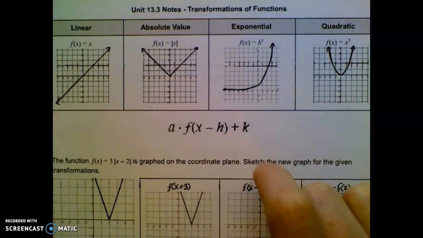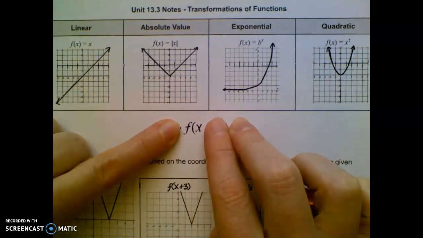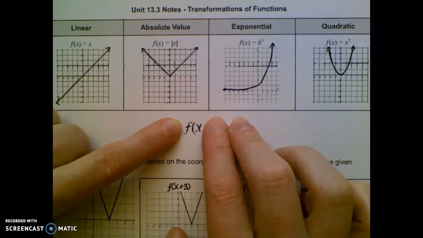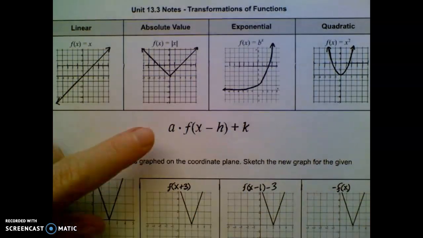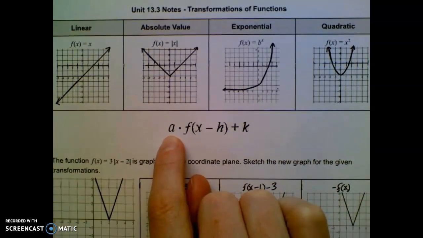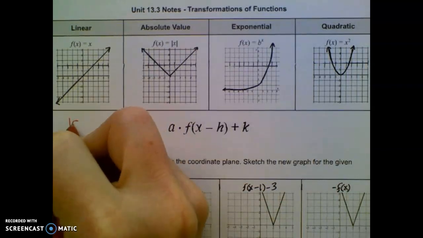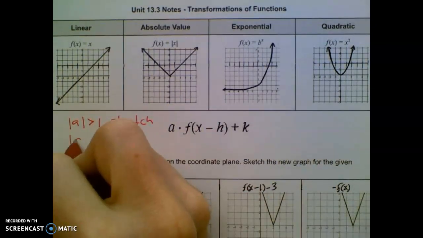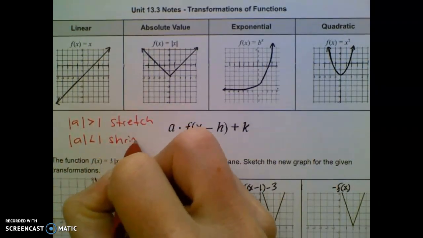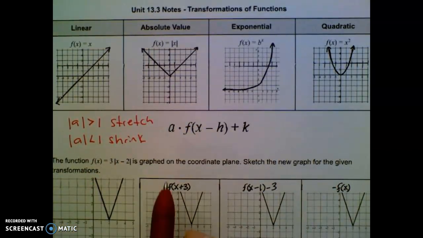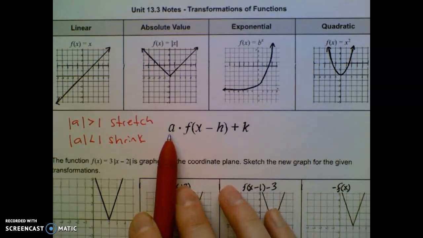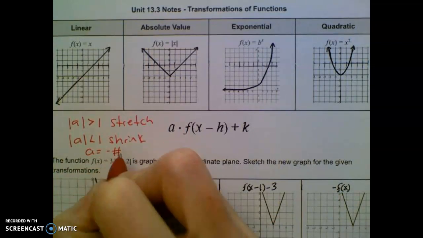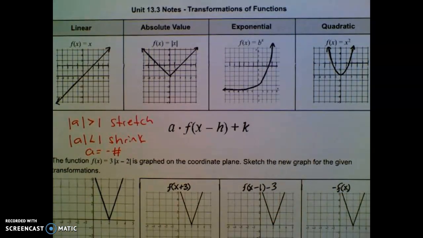So in general, if I give you some sort of function, f of x, whether that's already graphed or some function I give you in a function form, you're going to make transformations based on that function. So we know that any number out front is going to stretch or shrink. If the absolute value of a is greater than 1, that's going to stretch it. If the absolute value of a is less than 1, that's going to shrink. So whatever function I give you, if I put a number out front, you're either going to stretch it or shrink it. Or if a is a negative number, you're going to reflect that over the x-axis.